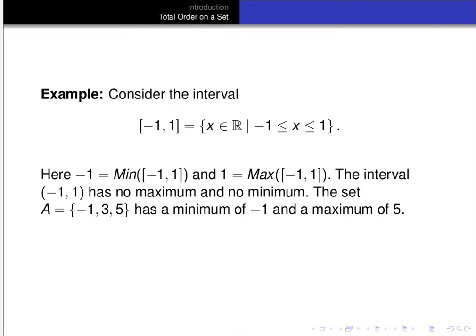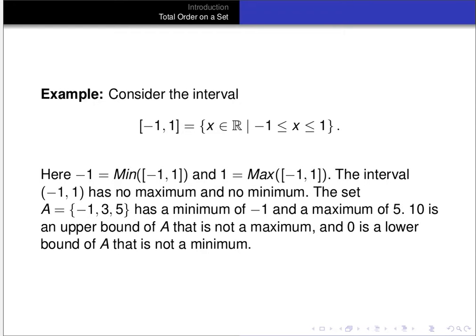All right. But if we look at a set like the set of integers -1, 3, and 5, that has a minimum of -1 and a maximum of 5. Okay, so just some examples of mins and maxes. 10, notice, is an upper bound of the set A that's not a maximum, and 0 is a lower bound that's not a minimum. Okay, so maximums are upper bounds, but not all upper bounds are maximums. Minimums are lower bounds, but not all lower bounds are minimums.